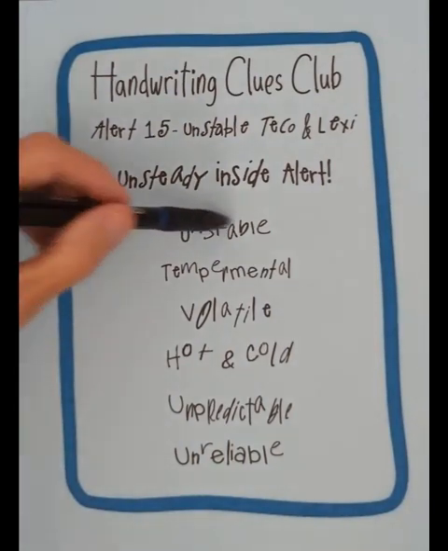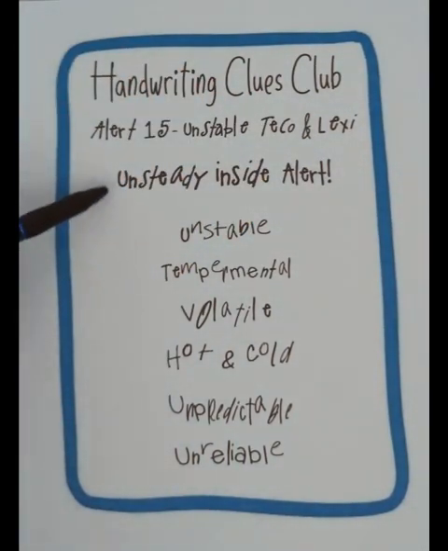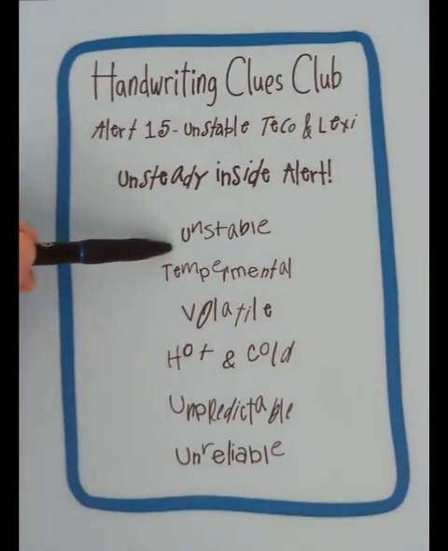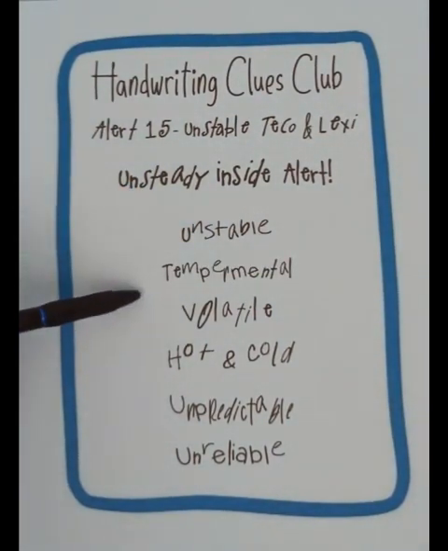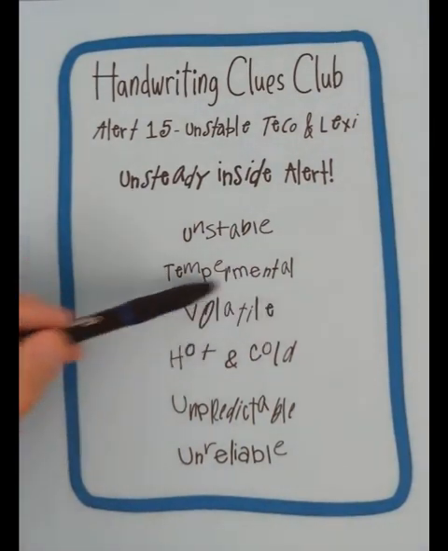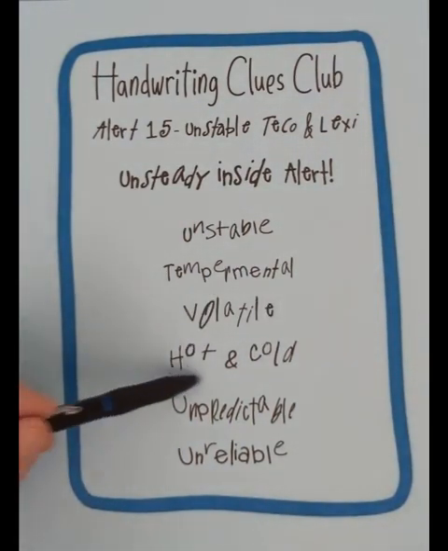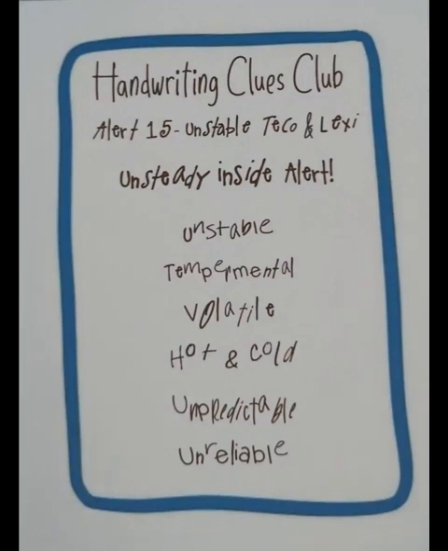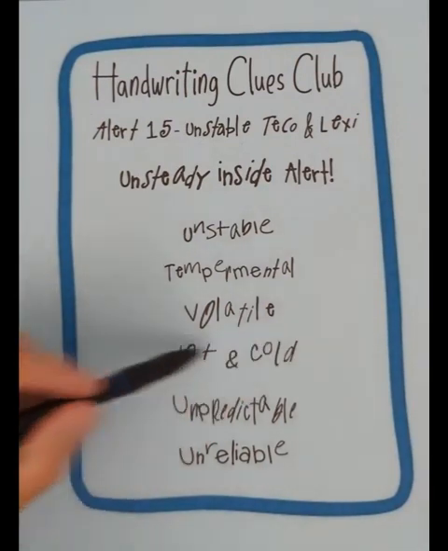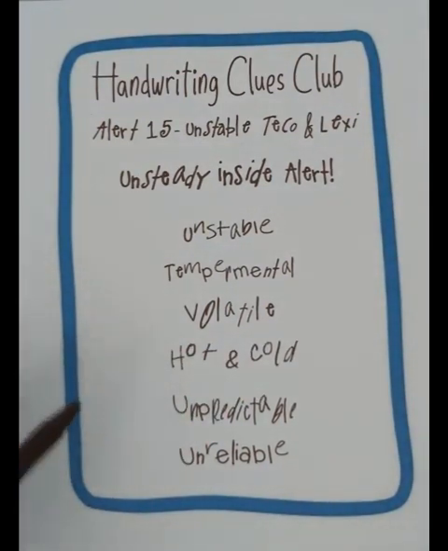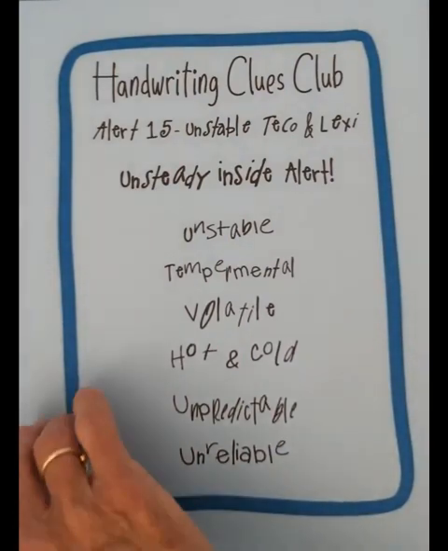All right, so let's talk about why it's such an alert. And what does it mean to be unsteady inside? It means the person's insides are unstable, they're temperamental, they can possibly be volatile, they run hot and cold towards other people. One minute they want to be with them, and the next minute they don't. They're nice one minute, they're nasty the next minute. They're totally hot and cold, and you never know which way they're going to be. They're just plain unpredictable in everything they do and absolutely unreliable.